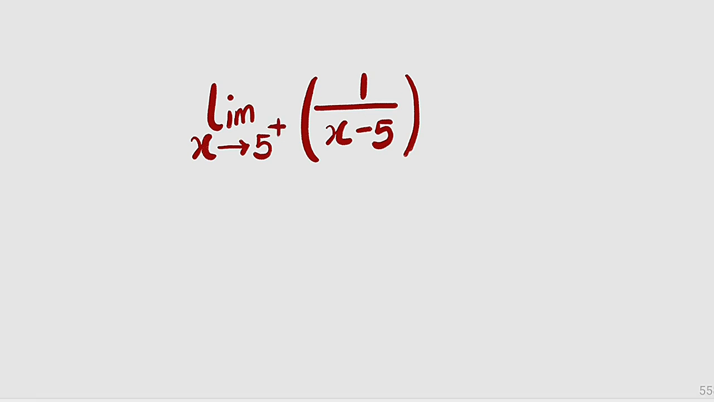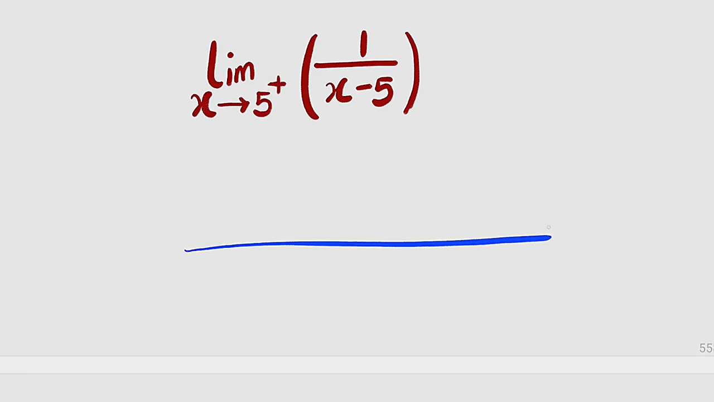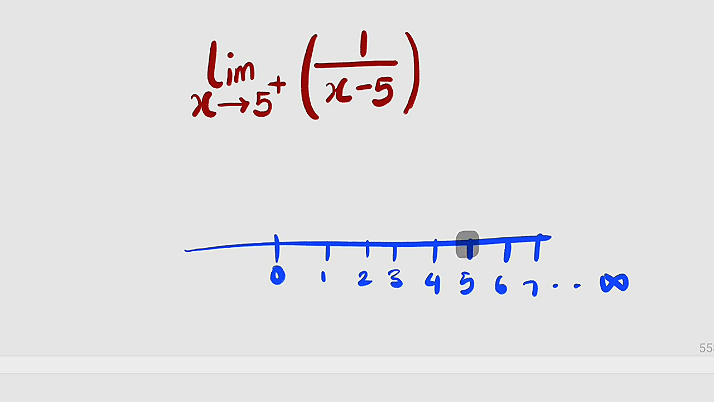For example, if we have a number line like this, we have maybe 0, 1, 2, 3, 4, 5, 6, 7 up to positive infinity. Remember that our point of interest is 5. So we are approaching this 5 from the right, from positive infinity towards 5.